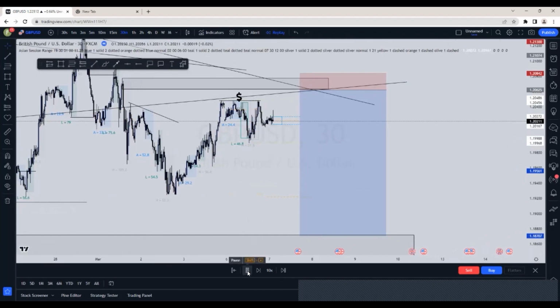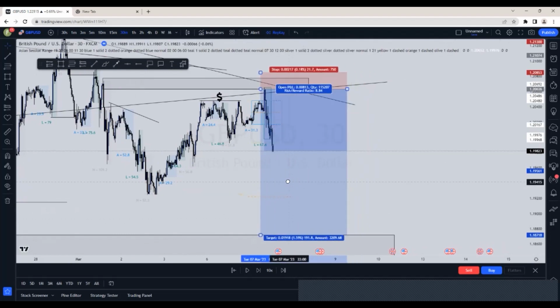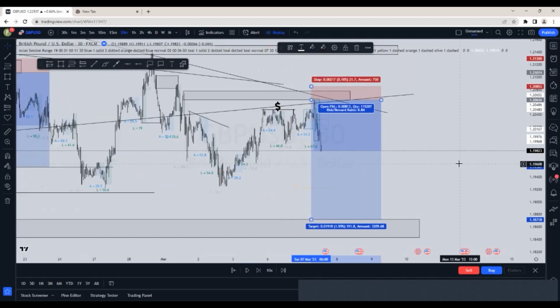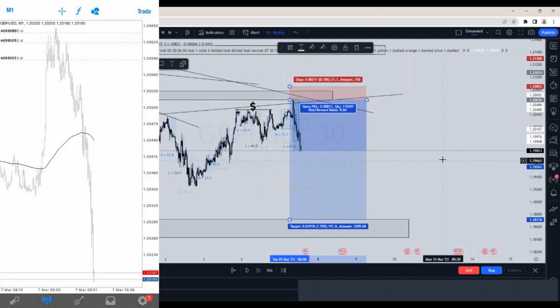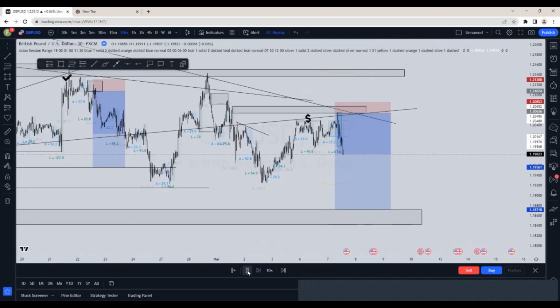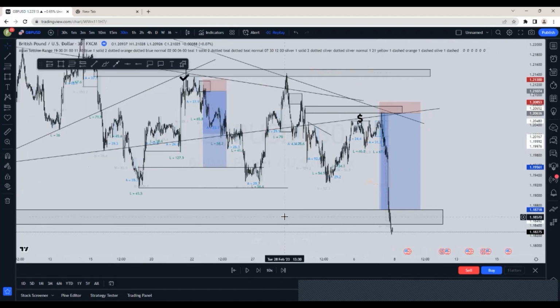All right, so you can see that price mitigated this area perfectly well, right? And you can see my entry on the screen right there. That is my entry on the screen. Very nice, very perfect. And of course, we are still following the narrative down, and price will definitely get to our final target. And price got there in no time, right?